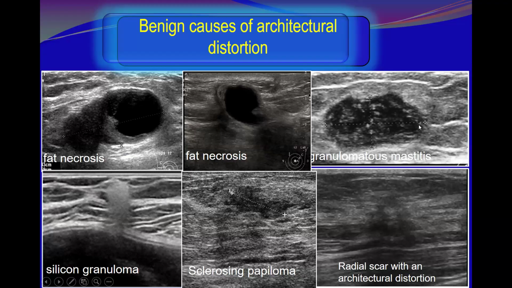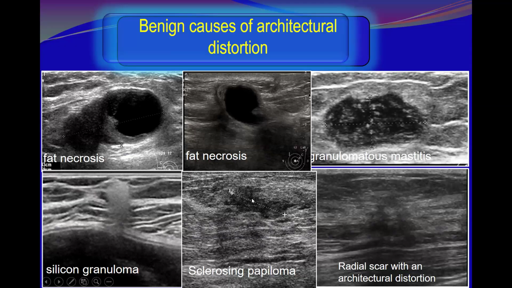And this is a granulomatous mastitis mass, heterogeneous, with surrounding reactions also resulting in lack of differentiation. But if you look here, the tissue is not sharply cut. It's merged with the wall of the lesions. And this case is a silicone granuloma, sclerosing papilloma, and radial scar from the literature.